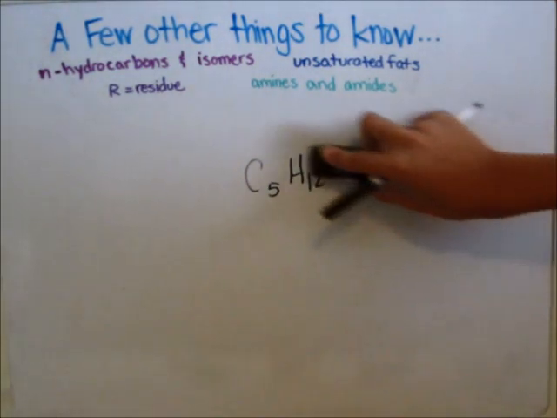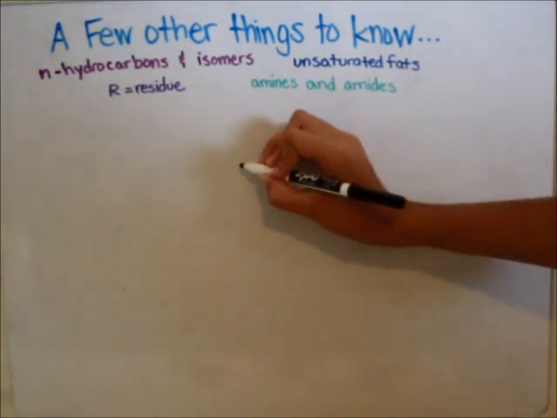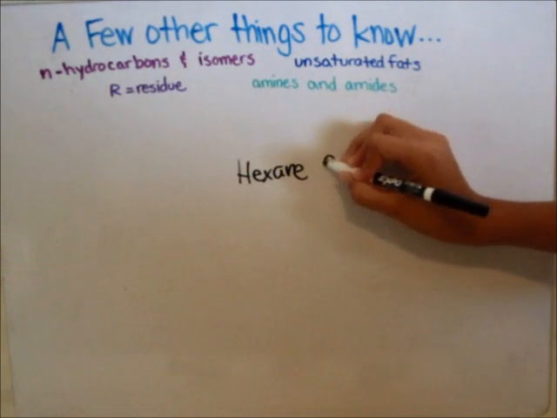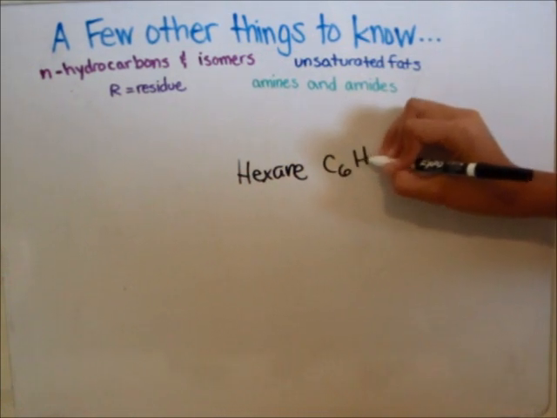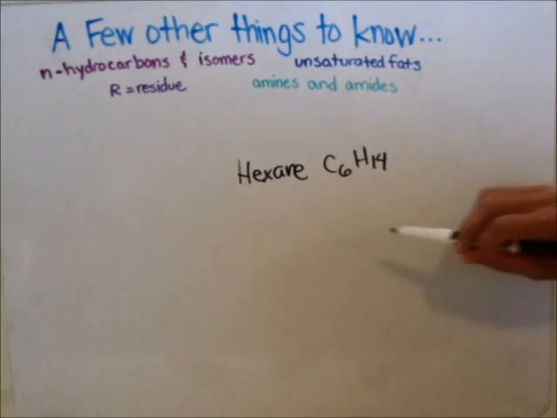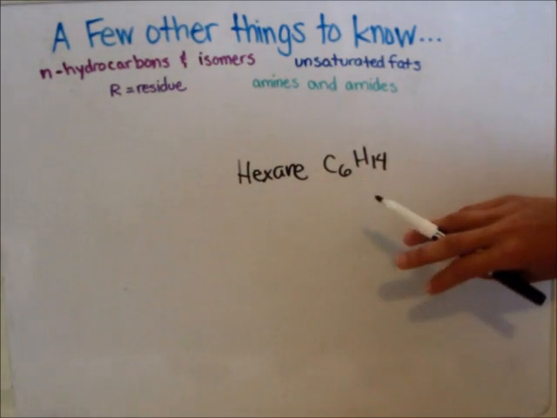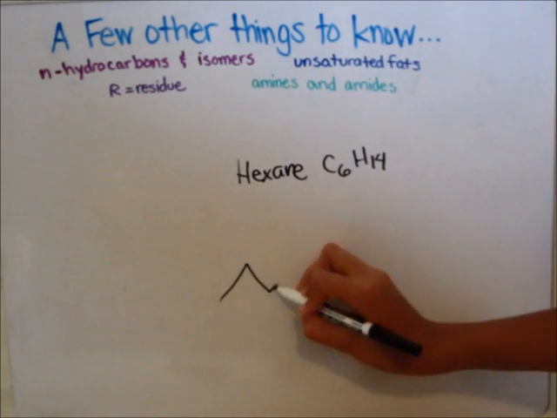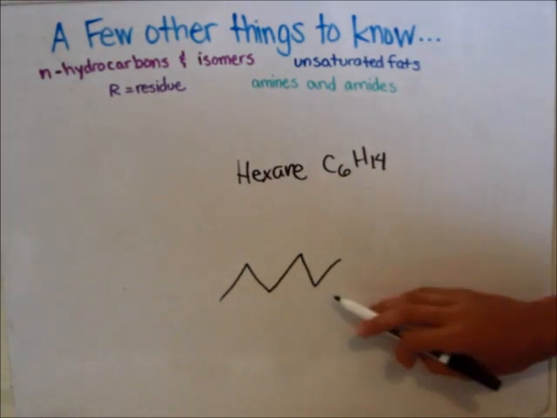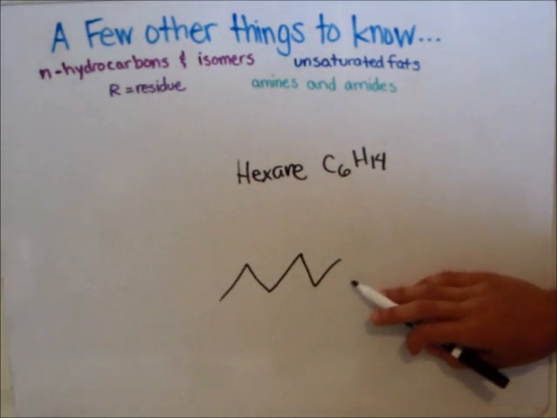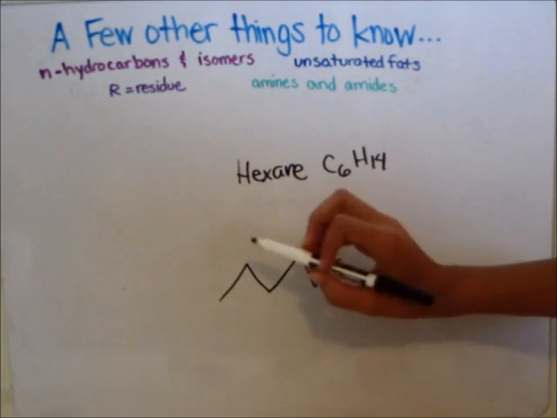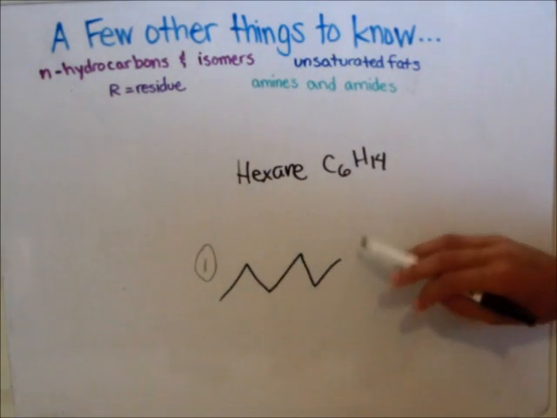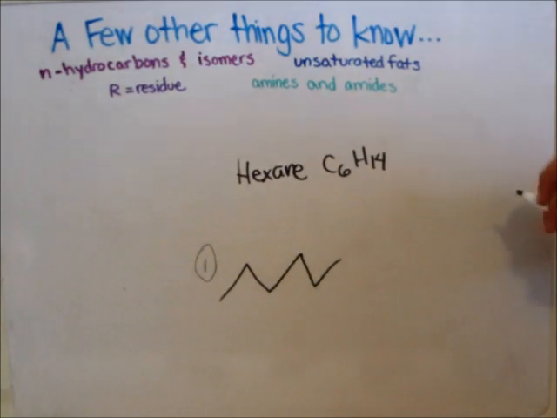And we'll do an example with hexane. So hexane is C6H14, and you can draw it several different ways and it'll still have the same formula. So one way is like this, 1, 2, 3, 4, 5, 6. So that's just the simplest way, and it's just called hexane. And if you would add up all the carbons and hydrogens, you would have 6 carbons and 14 hydrogens.